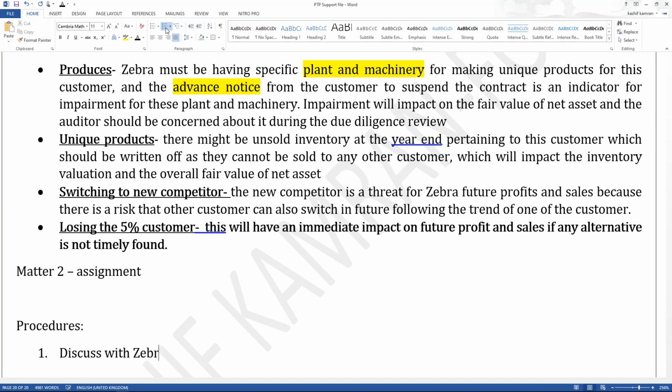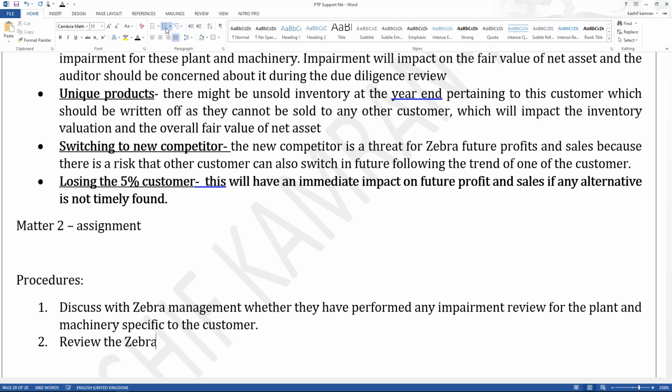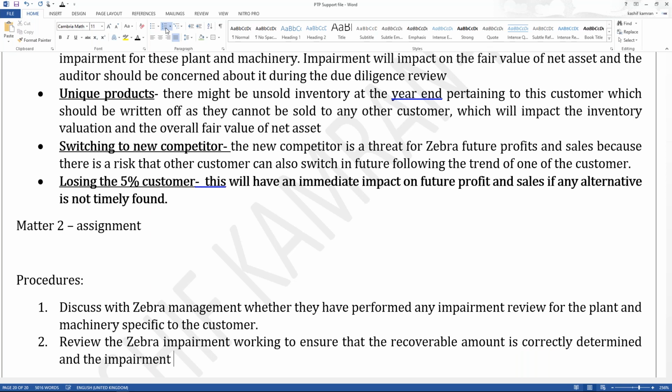Discuss with Zebra management whether they have performed any impairment review for the plant and machinery specific to the customer. Now, if they say yes, we have performed, you will review the Zebra impairment working to ensure that the recoverable amount is correctly determined. Do you believe recoverable amount is very subjective? So the auditor wants to ensure that the recoverable amount is correctly determined and the impairment loss is correctly recognized.